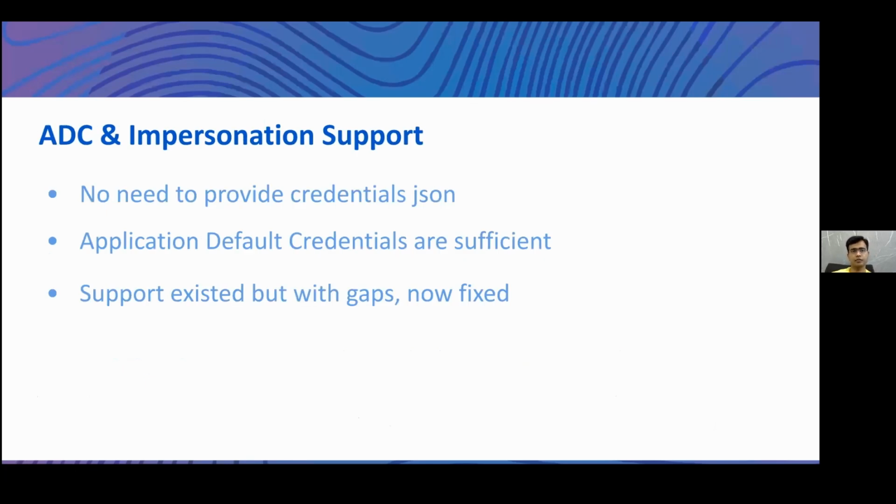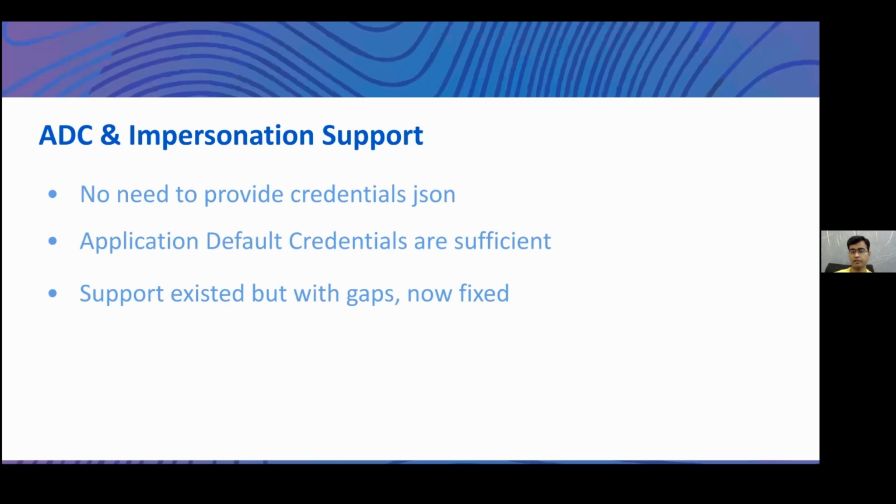It was recently added in a recent Spinnaker release. Okay, next is ADC and impersonation support. Now we no longer need to provide credentials JSON if we use ADC. Only application default credentials are sufficient. If Spinnaker is deployed on any of the Google Cloud platforms like GCE or GKE, they provide application default credentials. Of course, there are many ways of providing ADC.